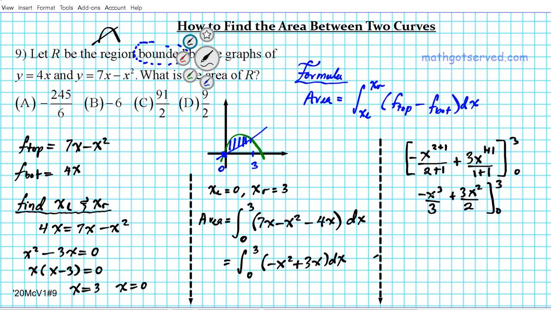So plug in the top, minus you plug in the bottom. If we plug in the top, we're going to have negative 3 to the third over 3, plus 3 times 3 squared over 2. When you plug in 0 in these two terms, the entire thing becomes 0, so you don't have to bother yourself with that. Let's go ahead and simplify this. This becomes negative 27 over 3, plus 3 times 3 is 9, 27 over 2.